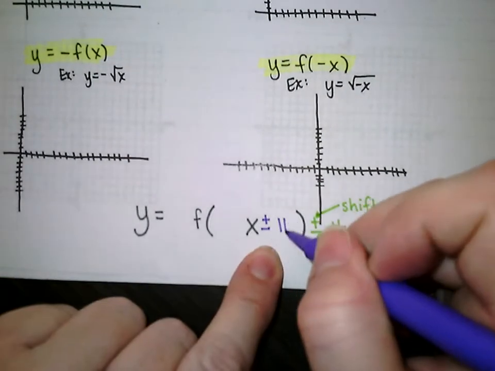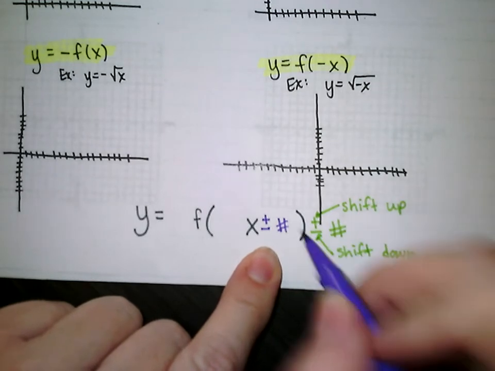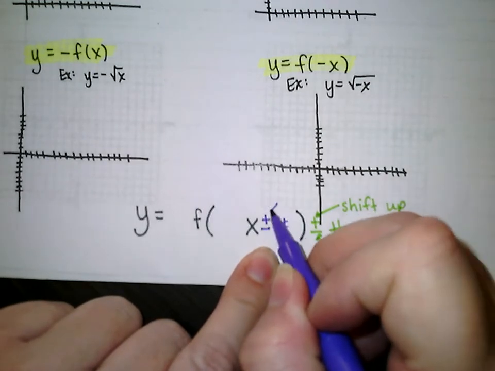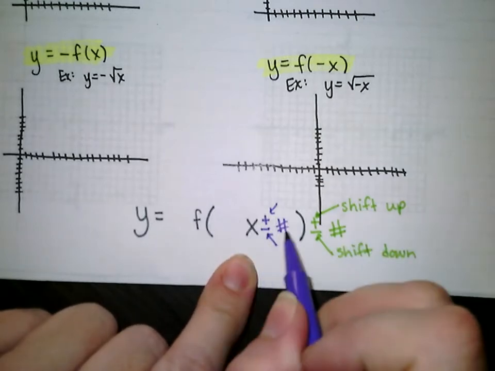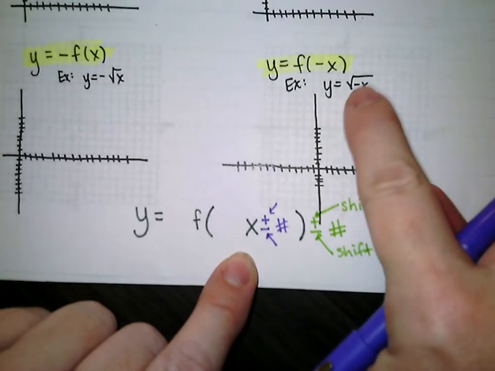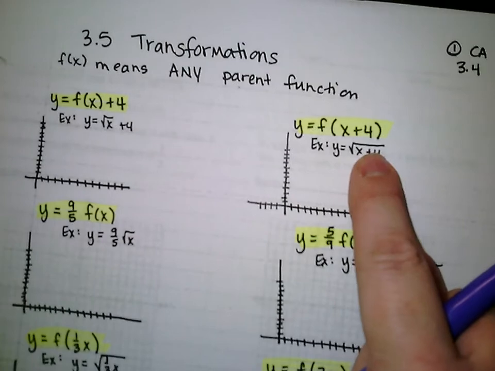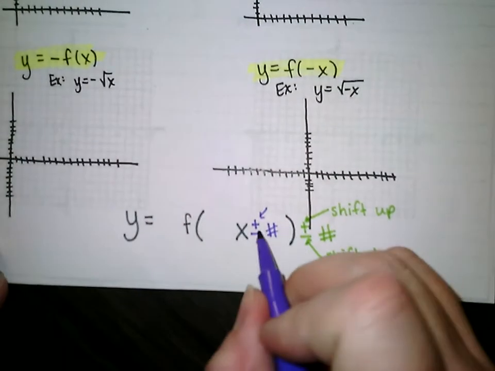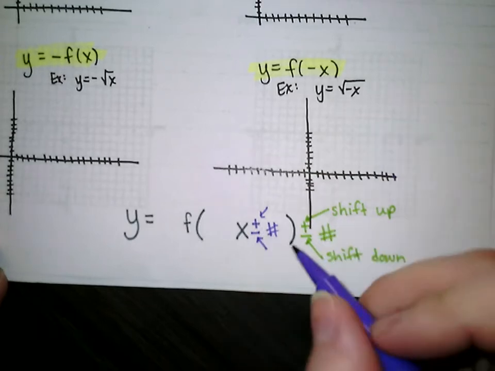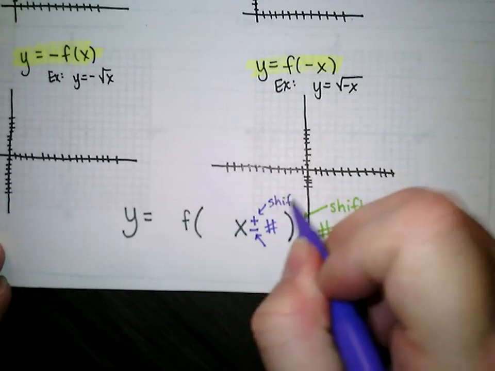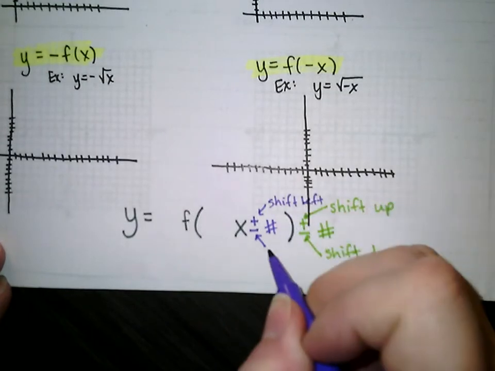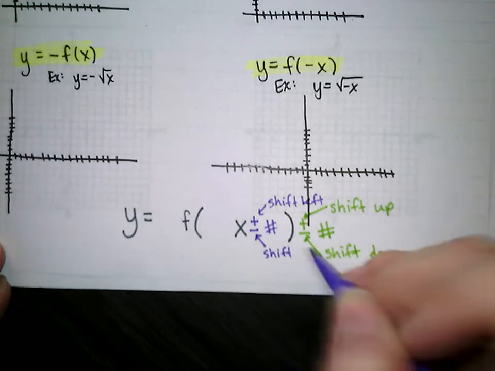If we have a number added or subtracted inside with the x, that's going to shift our graph left and right. Now, the weird thing about any numbers that are inside these parentheses, inside the parent function, like inside the square root, is that they do kind of the opposite of what you would think they do. So instead of adding shifting it right, it's going to shift it left. So this shifts left, and subtracting shifts right.